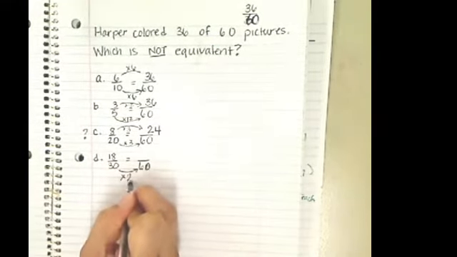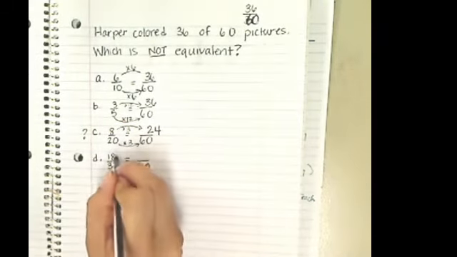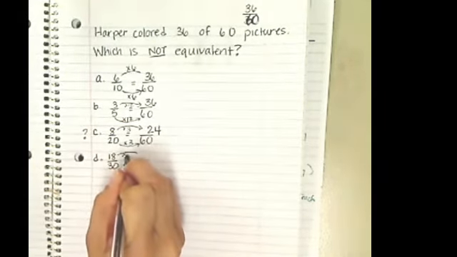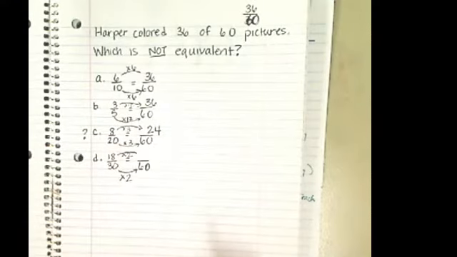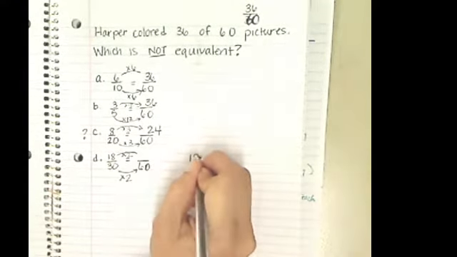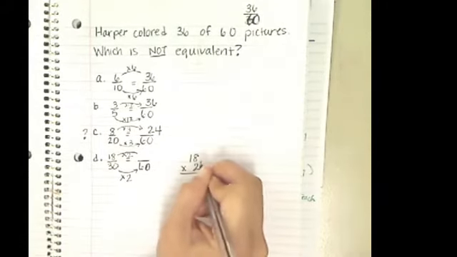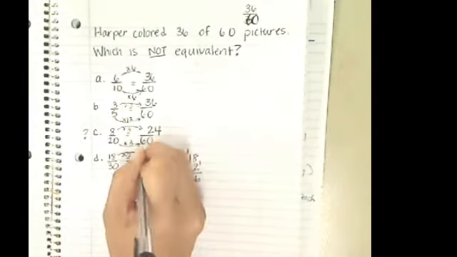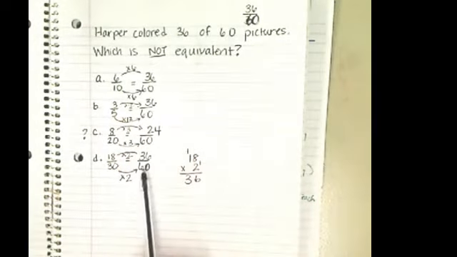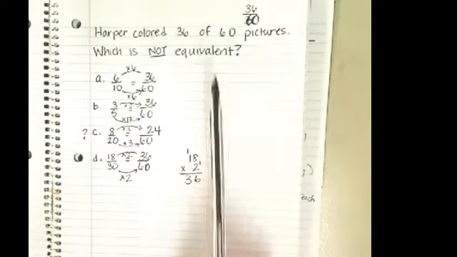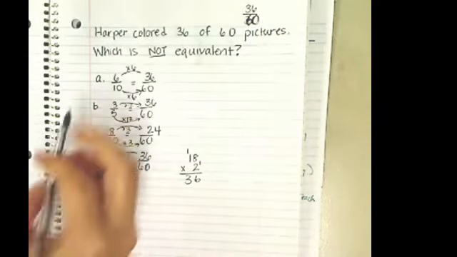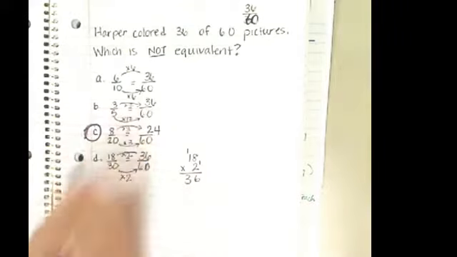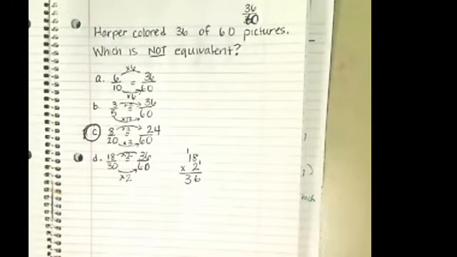2. So I need to be able to multiply 18 times 2. 18 times 2 is, if you don't know, work it out. That's 36. So there is another fraction that is equivalent to 36/60. The only one that didn't work was answer choice C. Okay?